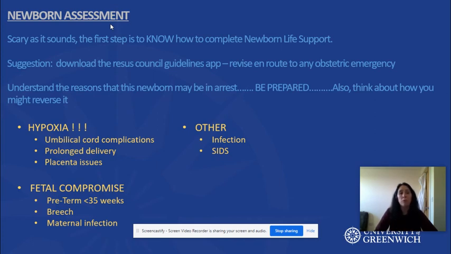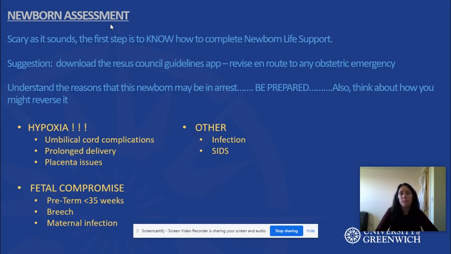A prolonged delivery: you can imagine the baby going through the passage to make its way out to the outside world. If that takes longer and longer, it could be that the umbilical cord is squashed or compromised. It could be that the baby starts to panic. And the longer it takes, the more likely that the baby might be subject to hypoxia.